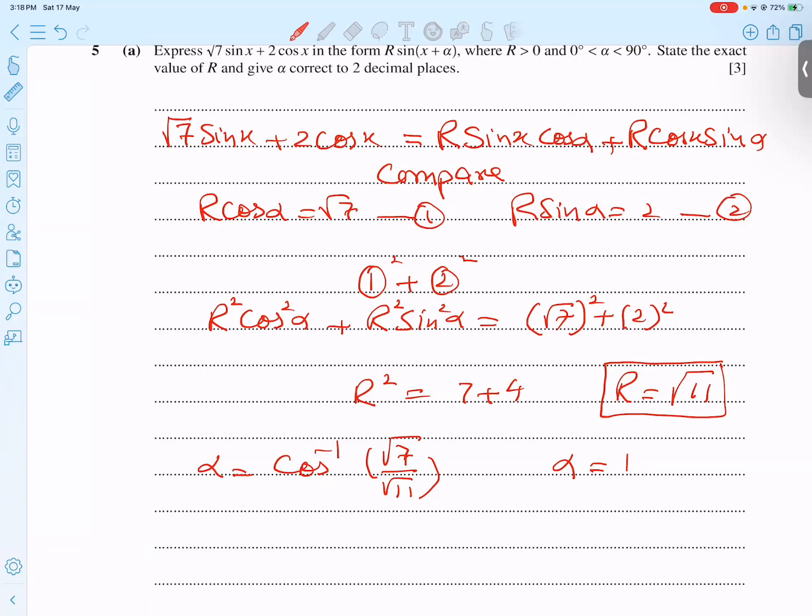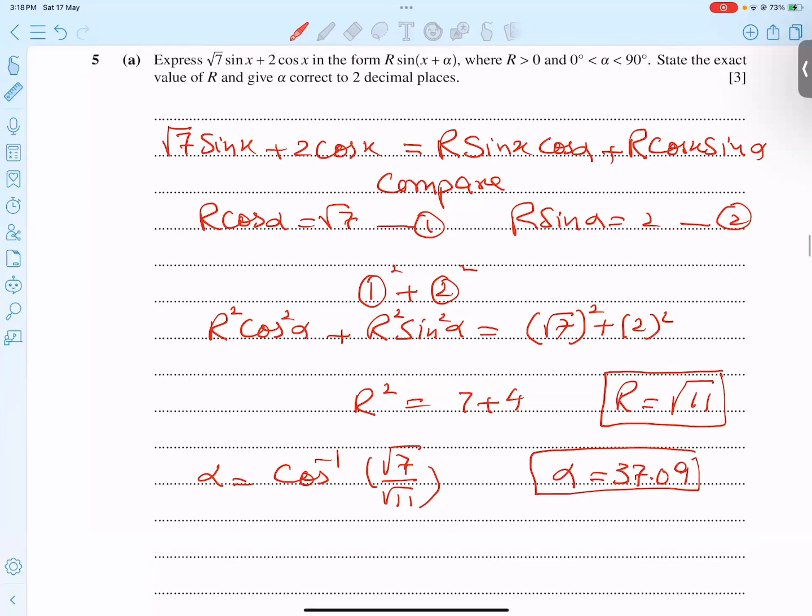Okay, because he said 2 decimal places, and make sure the calculator must be in degree mode. So cos inverse of root 7 divided by 11. Yeah, it is correct. And I'm getting here 37.09 after 2 decimal places.